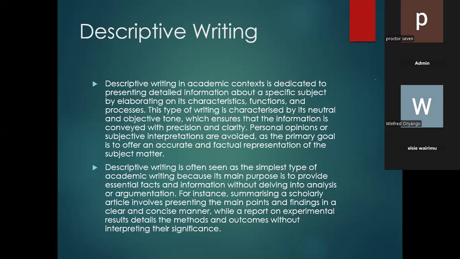So it has an objective tone, but ensures that information is conveyed with precision and clarity. So you clearly describe or give the details of that particular thing you are talking about. Personal opinions or subjective interpretations are avoided. Subjectivity is where you are biased towards something. Maybe between Kenneth, Zoom, and Google Meet, you like Kenneth, but you don't like Google Meet. So sometimes you just show your biases. But we are in research, we are not interested in your attitudes.